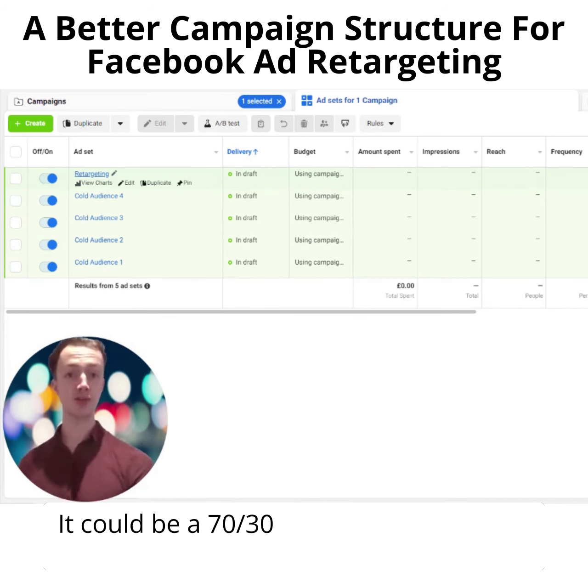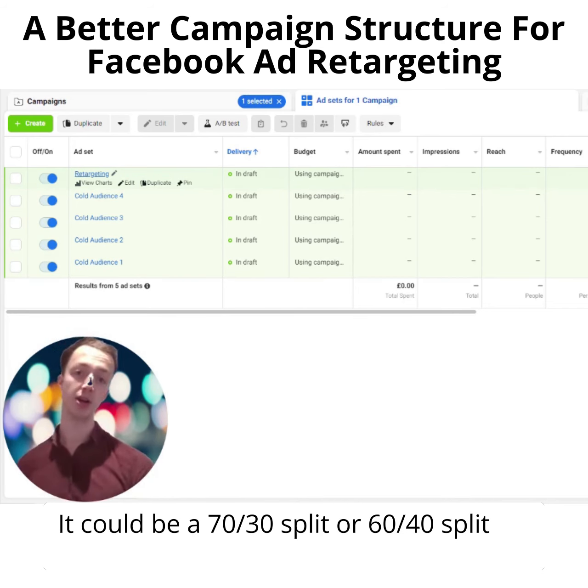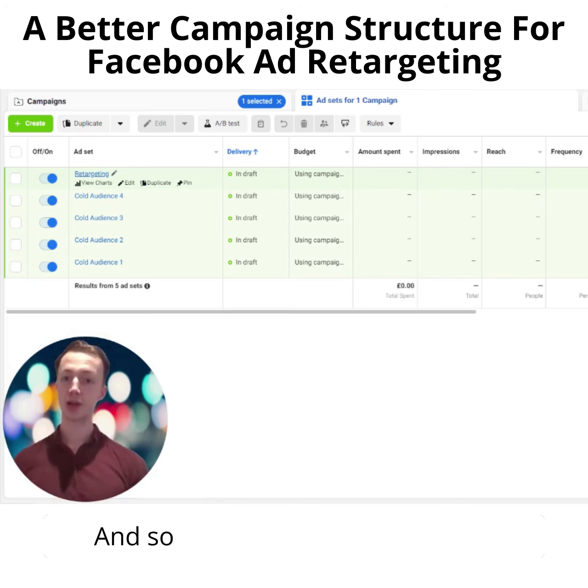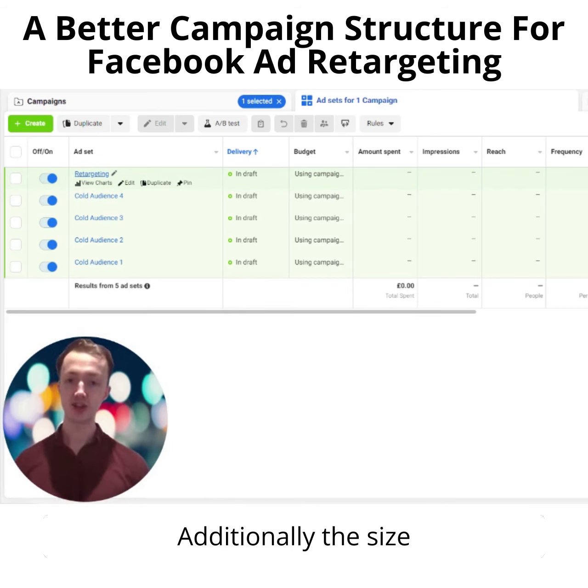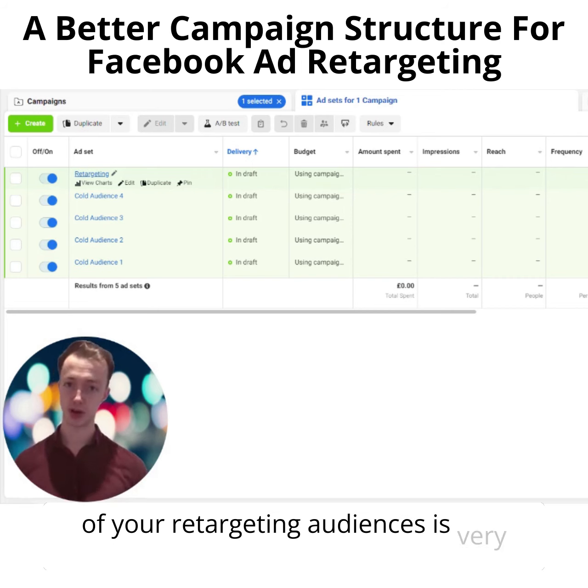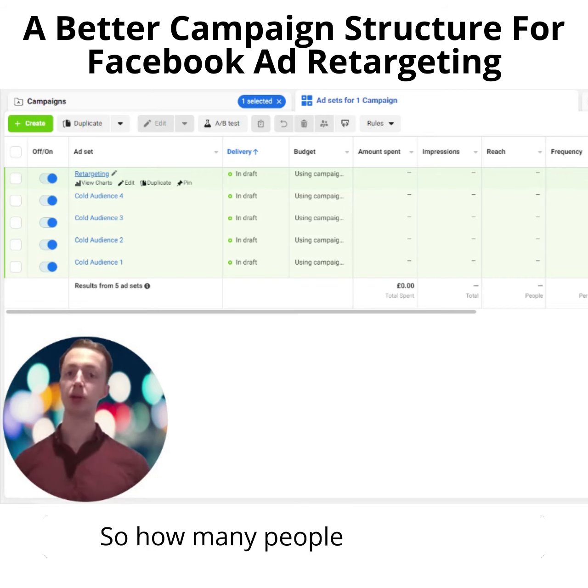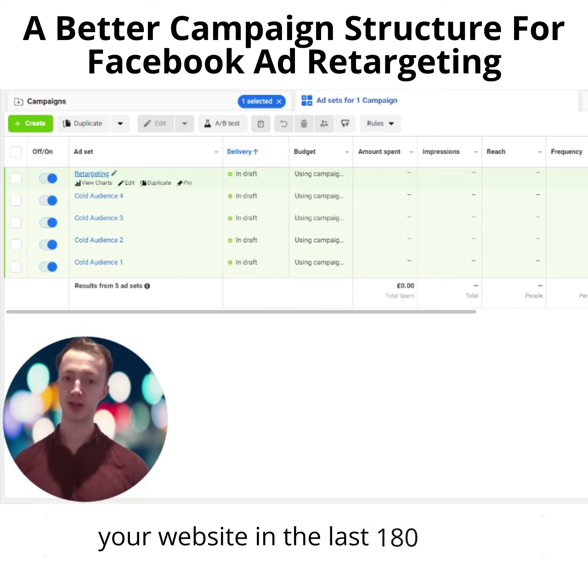It could be a 70-30 split or 60-40 split, for example. And so that really does depend on the offer that you are promoting. Additionally, the size of your retargeting audiences is very important. So how many people have visited your website in the last 180 days?